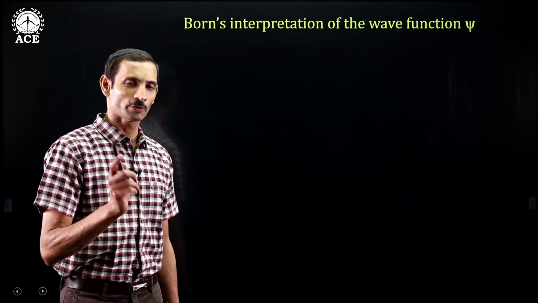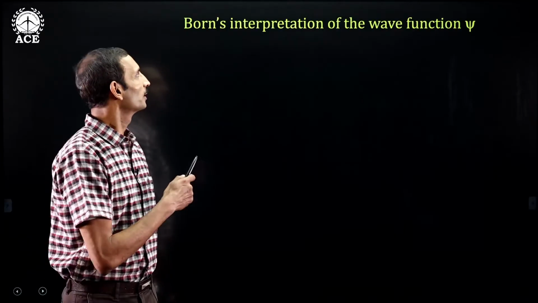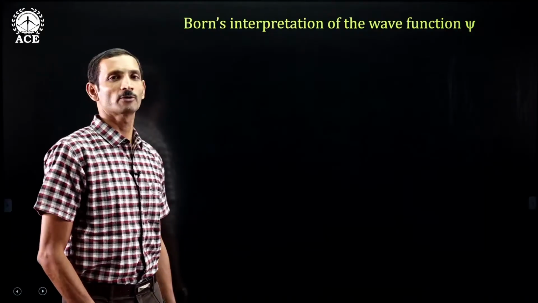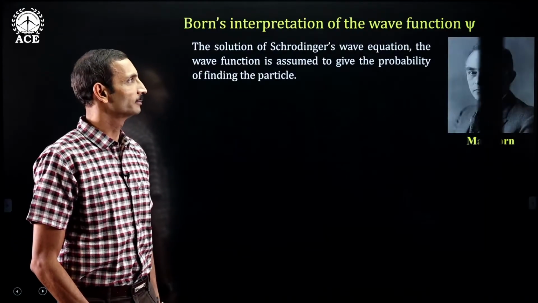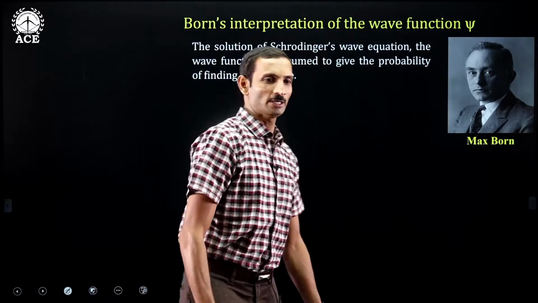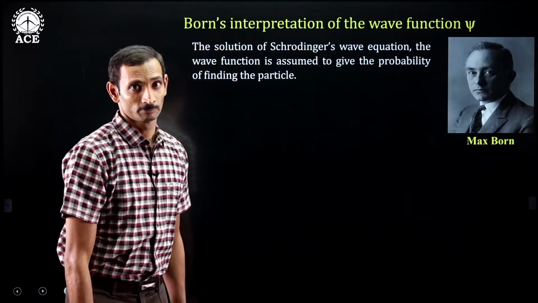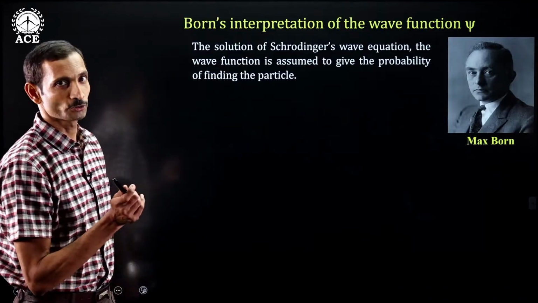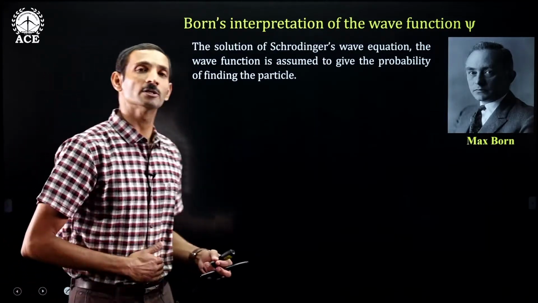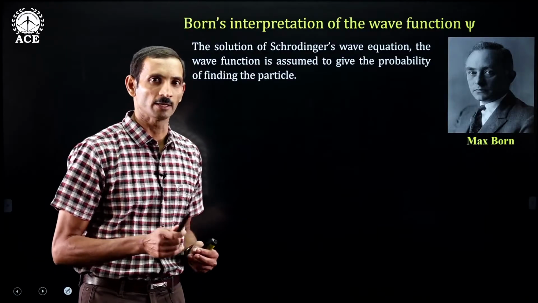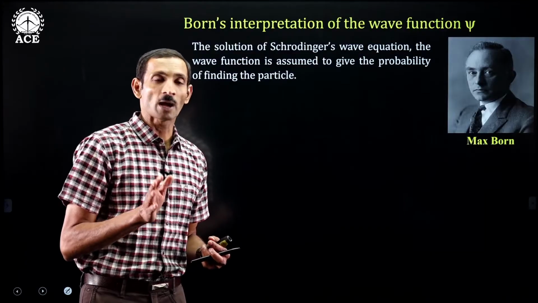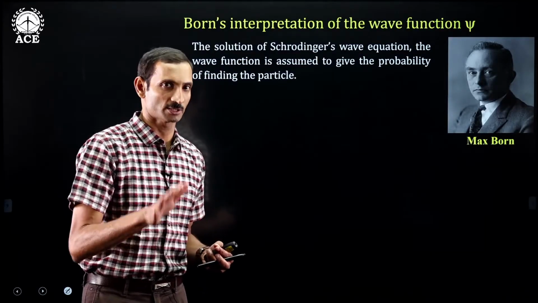Right. So we have derived the Schrodinger wave equation. Now we will be discussing the Born's interpretation of the wave function. Who is this Born? He is Max Born. Actually, he is a German mathematician, and he gave a suggestion to Schrodinger. In fact, when Schrodinger gave his wave equation, he thought of psi as a parameter that can describe the particle's presence in a given space.